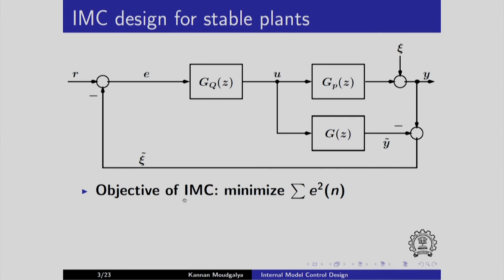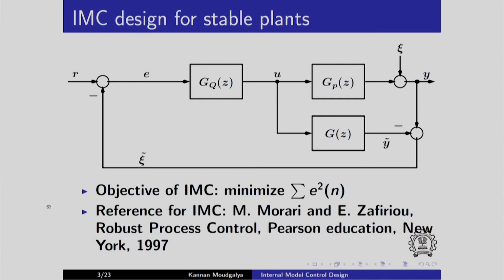The objective of IMC is to minimize error squared summed over an interval, where E is given here. Recall that we saw GQ to be equal to GP inverse to get this y equals 0. So, in this lecture we will look at different methods to obtain this GQ by inverting the plant model. The reference for this topic is the book by Morari and Zafiriou with details given here.